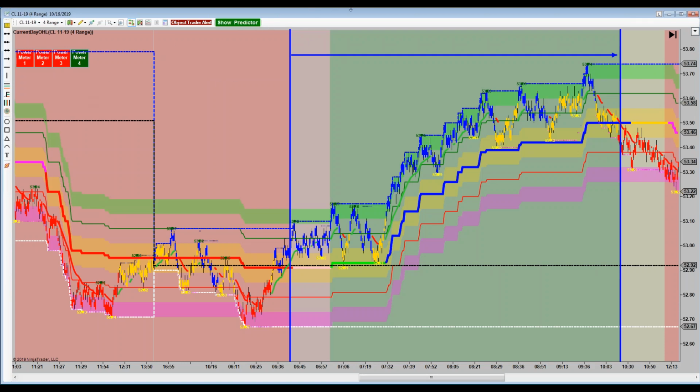Let me move this line a little bit here. Let's just call it right at 10 o'clock. Let's call it 10:03, whatever that line is right there. 2 seconds, counting trades on crude. Counting trade entries on crude. 1 second. In what direction?